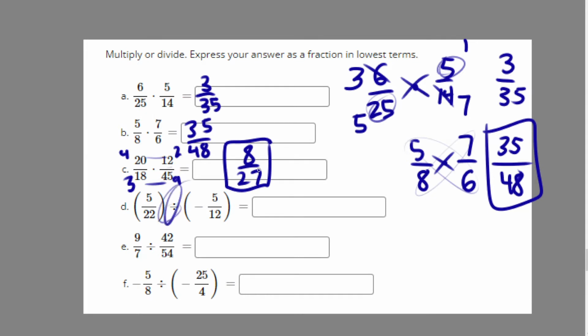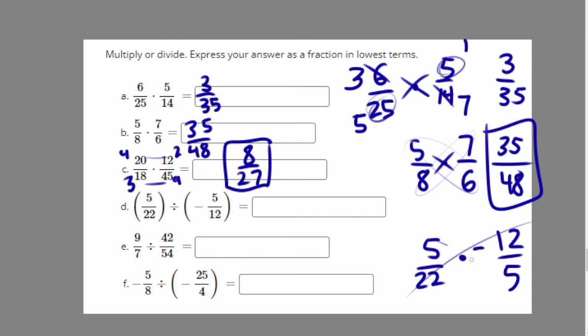This one, when we're dividing, we need to copy, flip. So we keep this one, 5 over 22, and then we're dividing by negative 5 over 12. But we can multiply and just flip to the reciprocal. So we get times negative 12 over 5 instead.